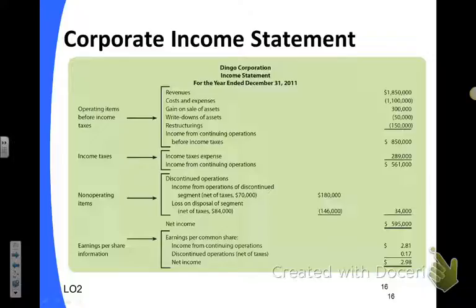So this just gives you a quick snapshot of some impacts associated with an income statement for a business, and operating items, income tax items, non-operating items, and how this information might affect the earnings per share of a corporation. So it's giving you a quick snapshot of an income statement and how the different factors can affect it.